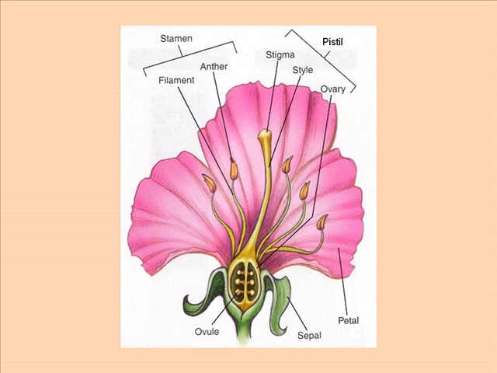Looking at the center of the flower, we have two brackets at the top of the picture. One bracket says stamen. Stamen is the male part of the flower, and you will notice that in this picture there are 5 stamen actually shown.